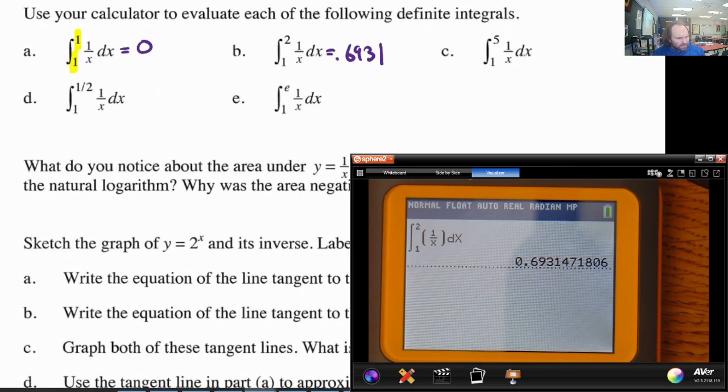Like that, 0.6931. I suppose you could round, no, that's fine. The next one is the same problem, only the boundaries are now from 1 to 5. So let's go crazy. Put a 5 there. The integral from 1 to 5 of 1 over x dx is going to be 1.609.